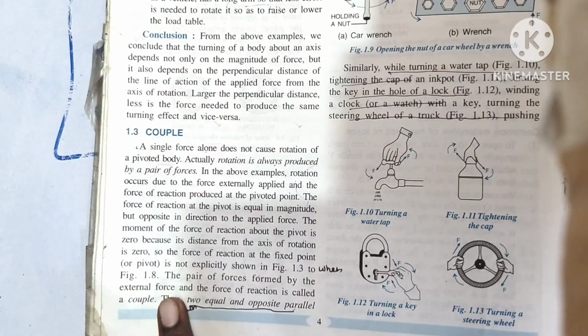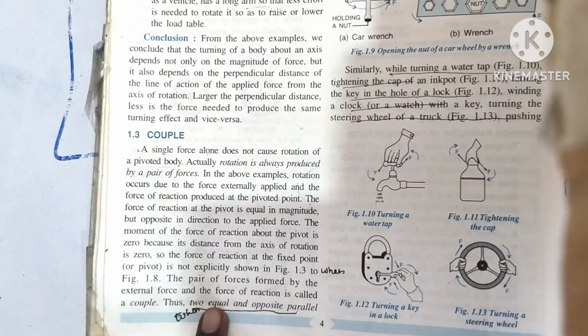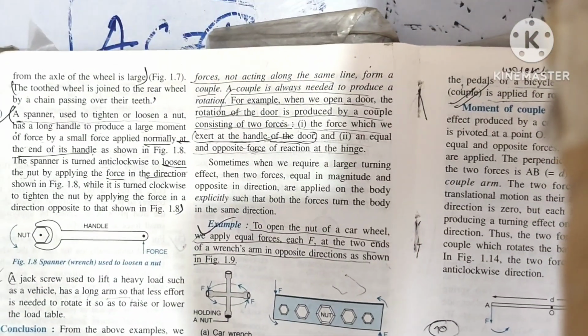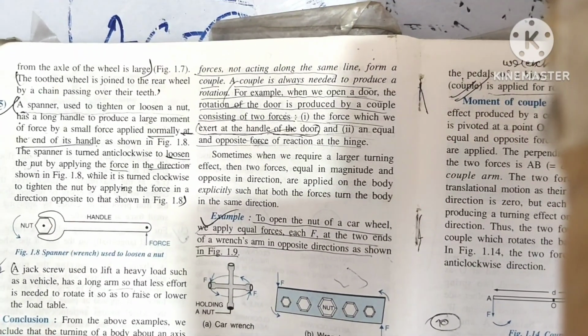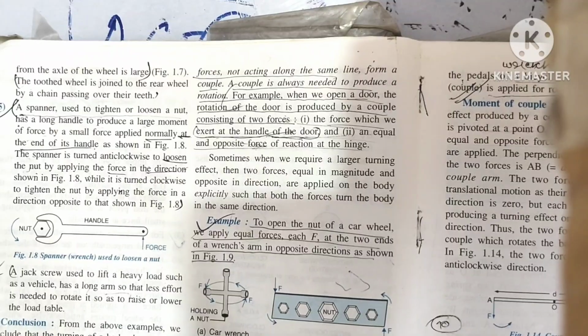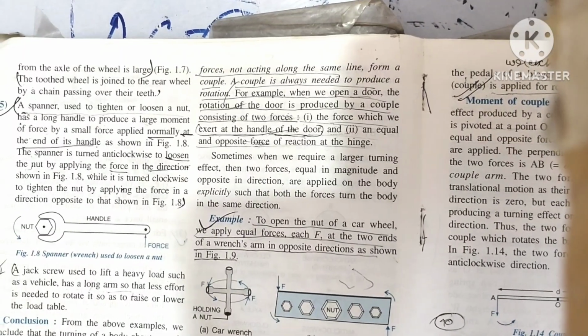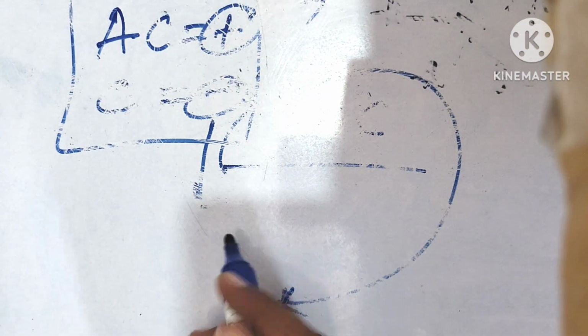We should learn this: two equal and opposite parallel forces not acting along the same line form a couple. A couple is always needed to produce a rotation. A couple is basically similar to the torque. So what is the major consideration of a couple?